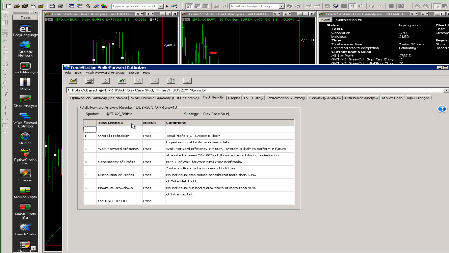So you can customize these as well. If you find that you want to change these settings a little bit, you can do that up here in the setup. So you can customize that. Then we go to the graphs.